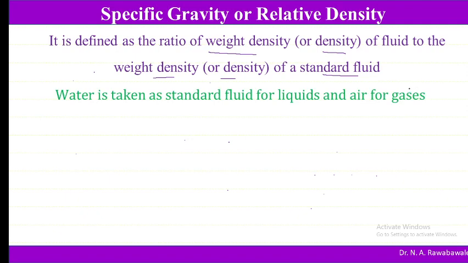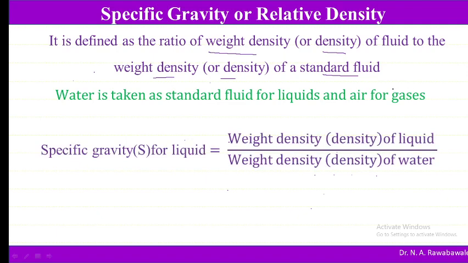Then this specific gravity is mathematically written, specifically for liquid, as S, which is represented by the weight density or density of liquid divided by the weight density or density of water. So when this is liquid, in the denominator it will be water. If this is liquid, then in the denominator there must be water.